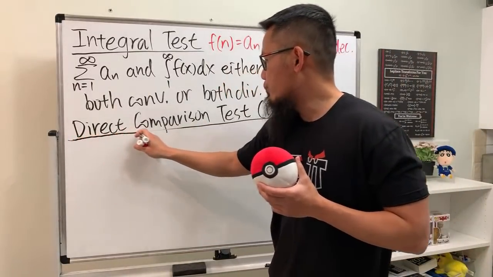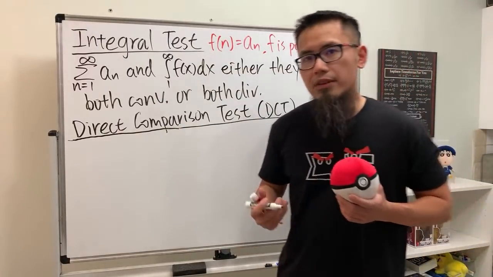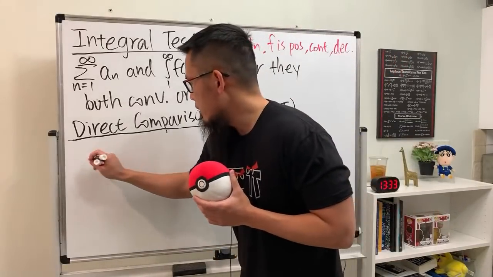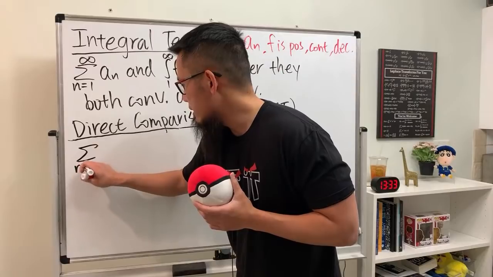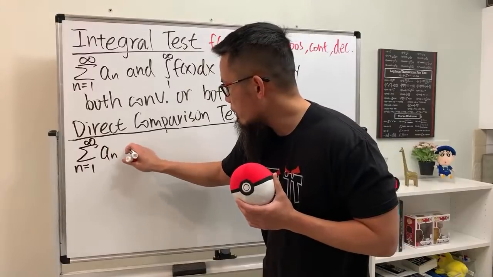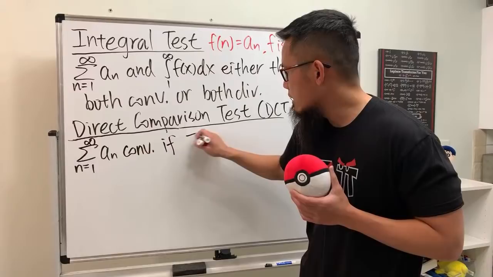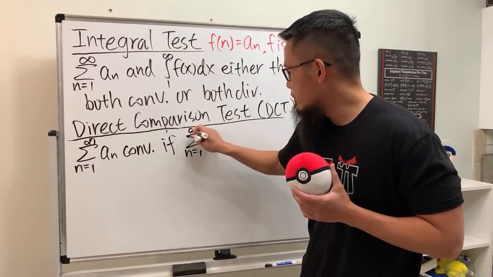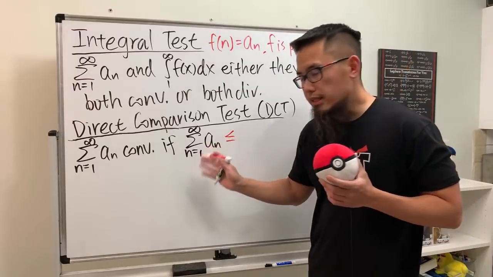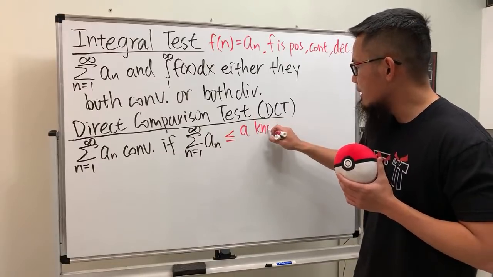And this is how I like to present the material. Again, we have an infinite series that we're trying to find out if it converges or not. Here's the deal. This right here, the infinite series as n goes from 1 to infinity of an, you will know it converges if you can show that this series is less than or equal to a convergent series that you already know.